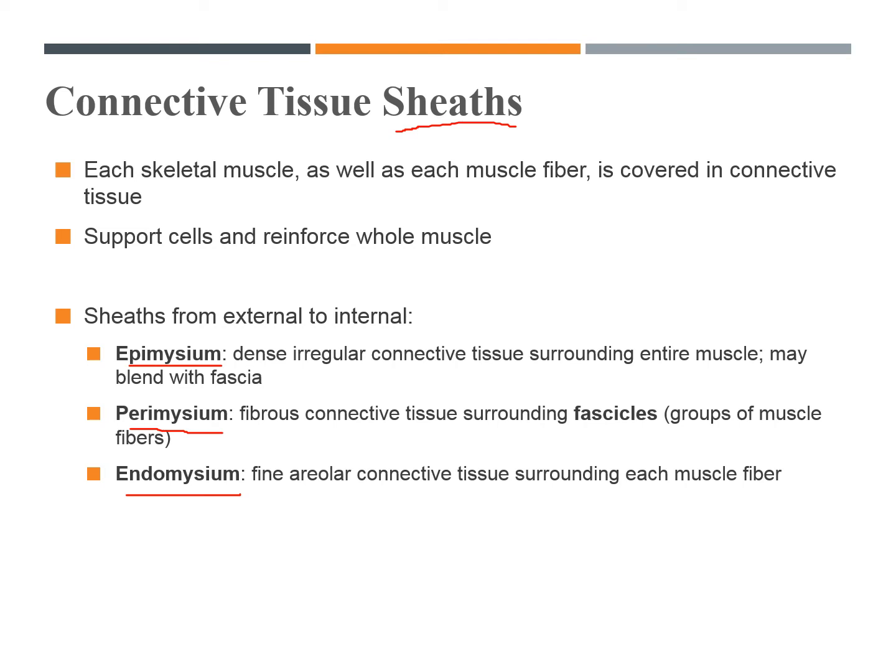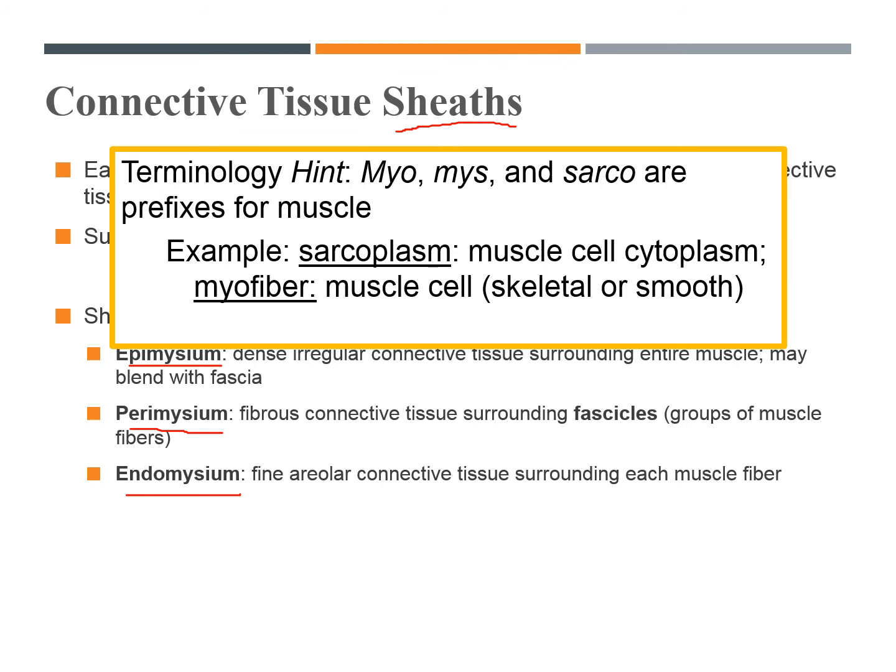Let's pause here for a second to talk about some terminology. Anytime you see the prefix myo, mys, or sarco, you'll know that the structure is somehow related to muscle. For example, sarcoplasm refers to the cytoplasm of a muscle cell. A myofiber is an actual muscle cell. Let's go back to the connective tissue sheaths.